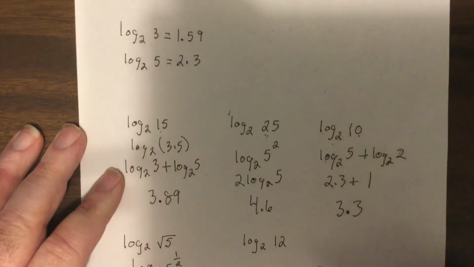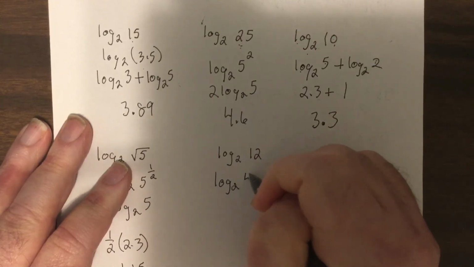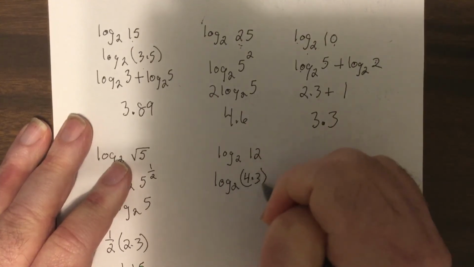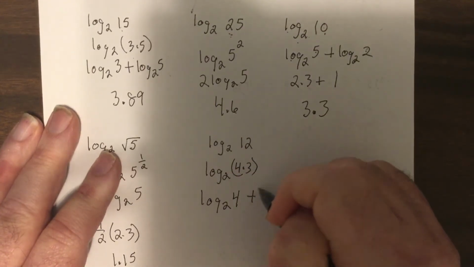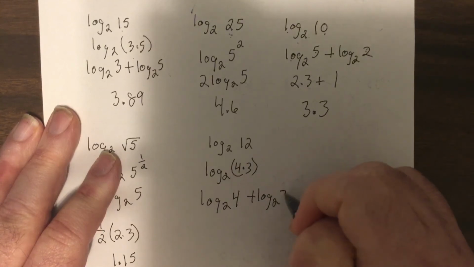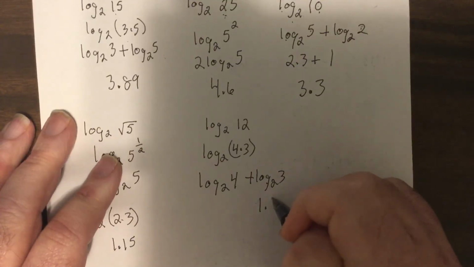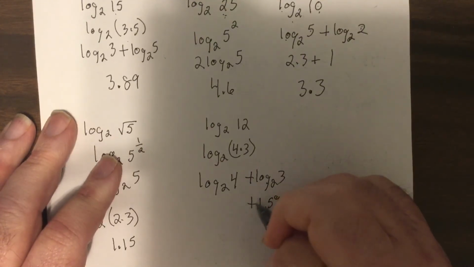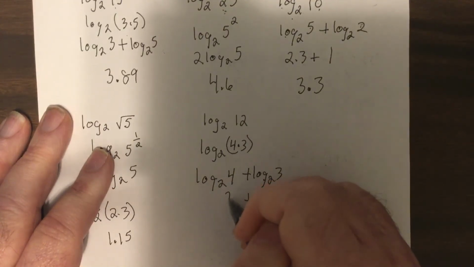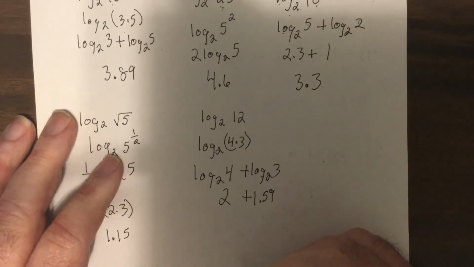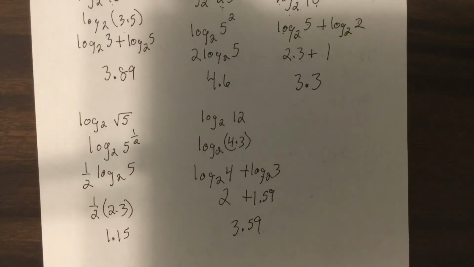I can work with my base of 2. Well, that'd be log base 2 of 4 times 3. So it's log base 2 of 4 plus log base 2 of 3. You're given the second one, that's 1.59. Now, 2 to what power is 4? And that is 2. So it'd be 3.59.